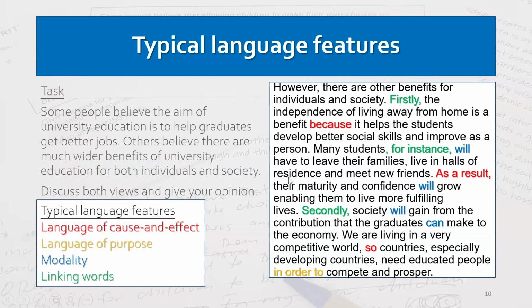So any questions up to this point? Okay, if you have questions about any points of the workshop, feel free to stop me. Maybe I will move on to go into detail about each of these typical language features.